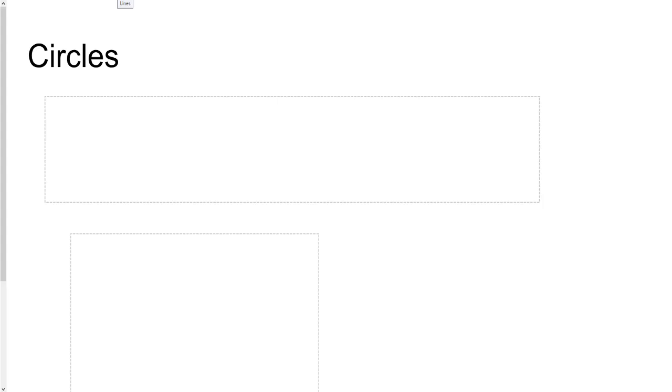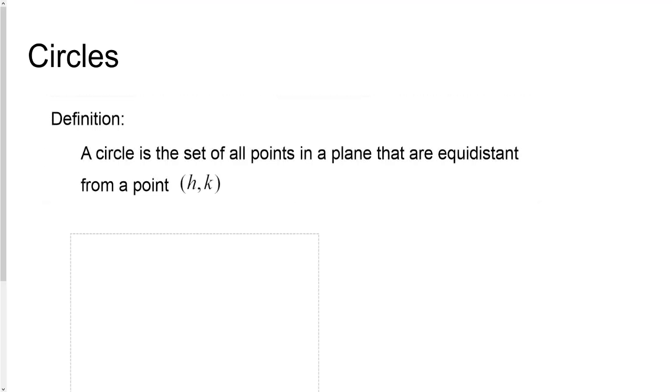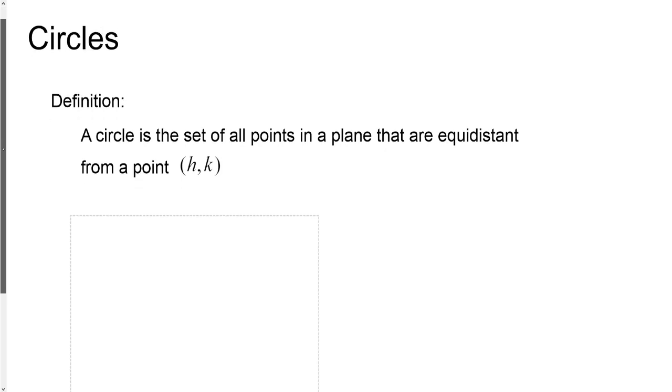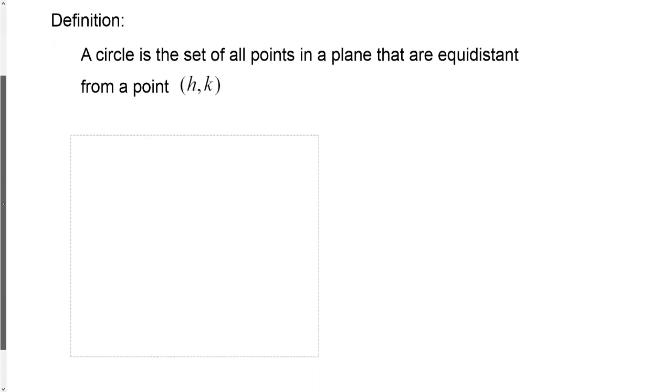This lesson is all about circles. The definition of a circle is that a circle is the set of all points in a plane that are equidistant from a point hk. Now we all know what a circle looks like, but how does that knowledge mesh with this definition?